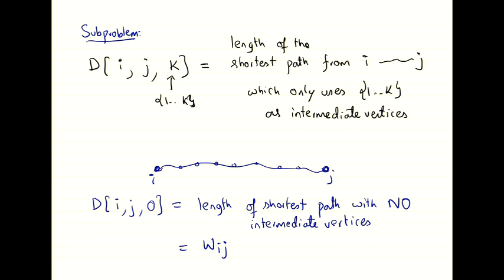So what is d_ijn? As I said, we want to think, what is d_ijn? It's the length of the shortest path from i to j that can use any intermediate vertex from 1 through n. All of its intermediate vertices are from 1 through n, which is all the vertices. So this is just the length of the shortest path. d_ijn is just the length of the shortest path from i to j.